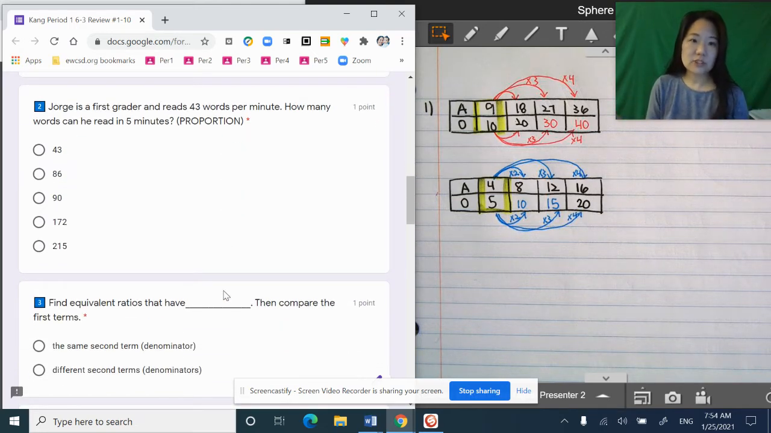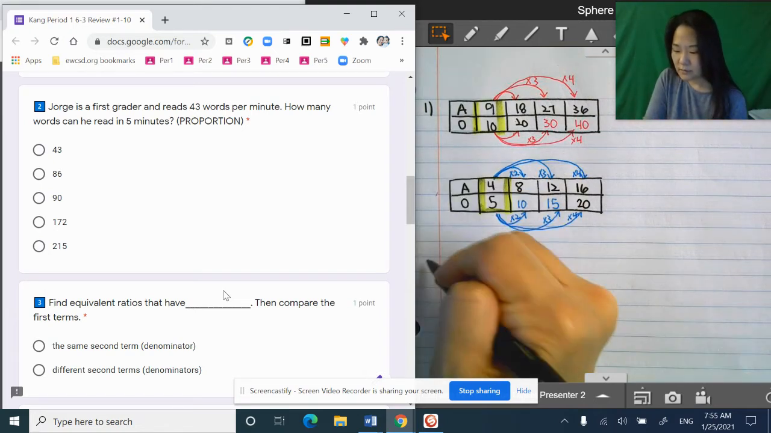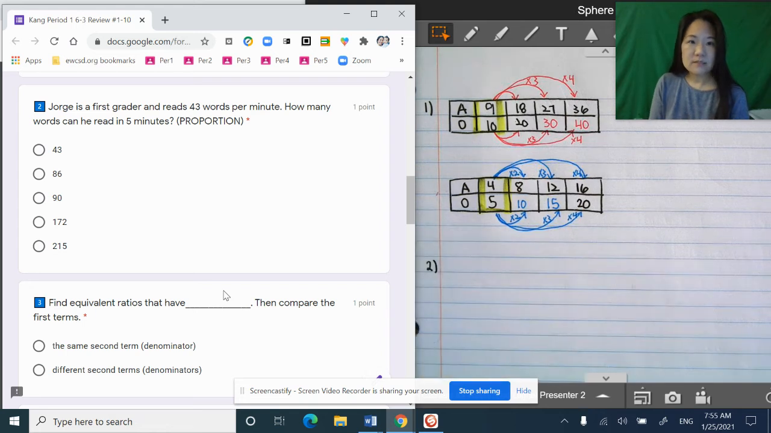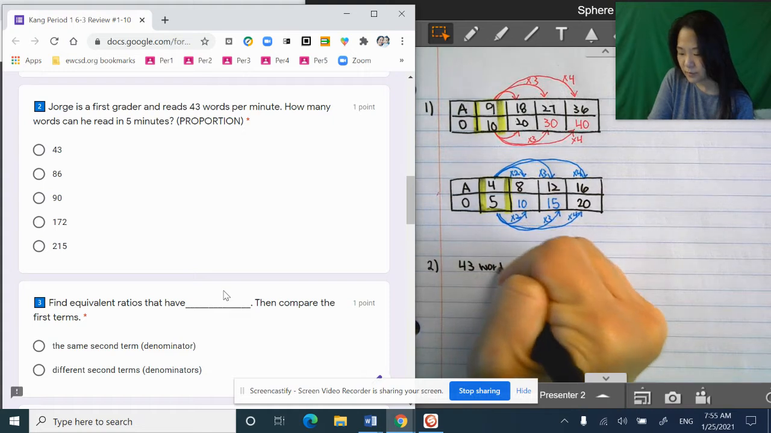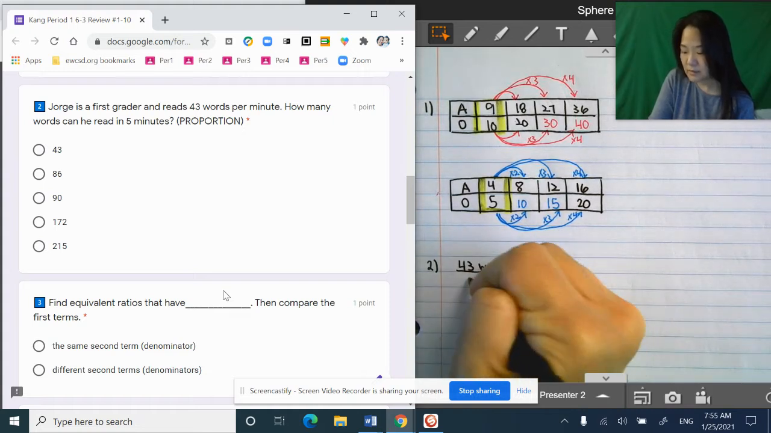It says, George is a first grader and reads 43 words per minute. How many words can he read in 5 minutes? It says proportion. Remember, proportion is when one ratio is equivalent to another ratio. So let's first go ahead and set up the proportion. So I'm going to do words on top, minutes on the bottom. It says 43 words per minute. So that means 43 words over 1 minute. Per minute means 1 minute.